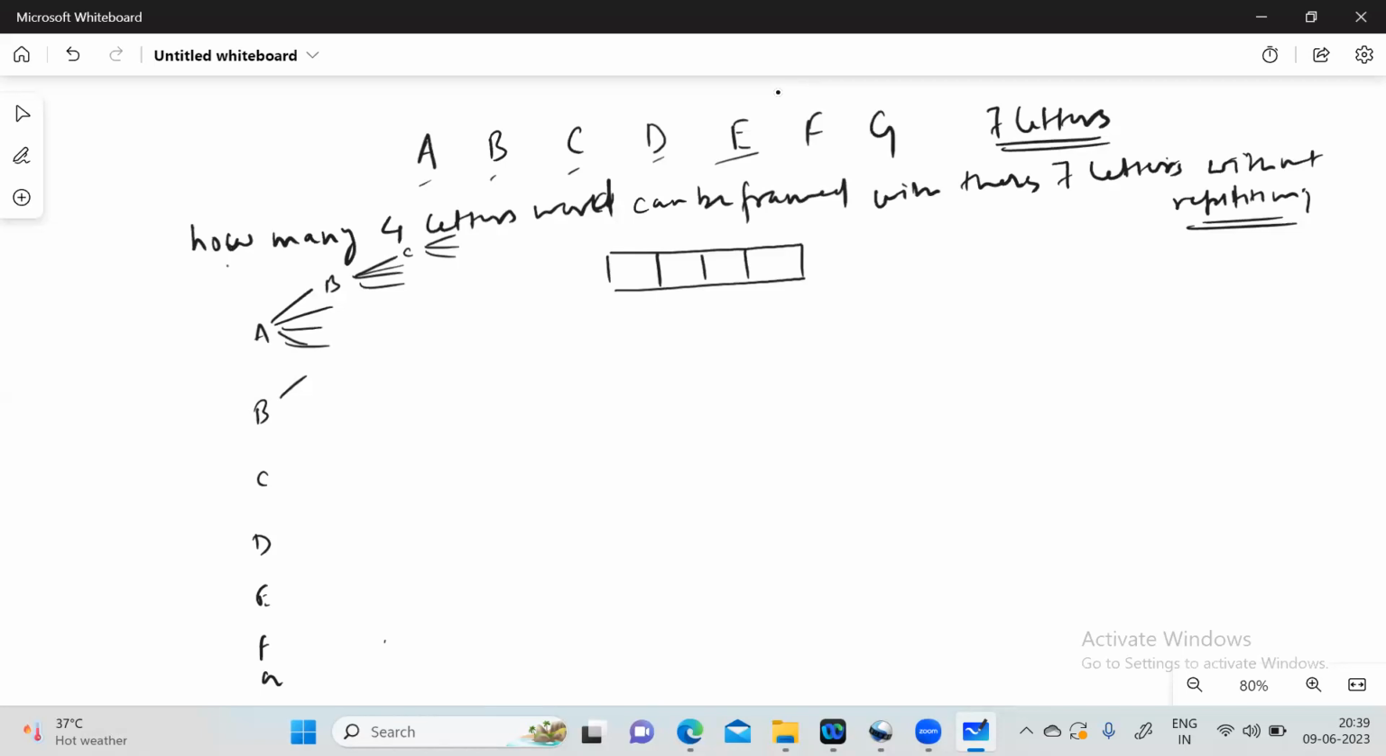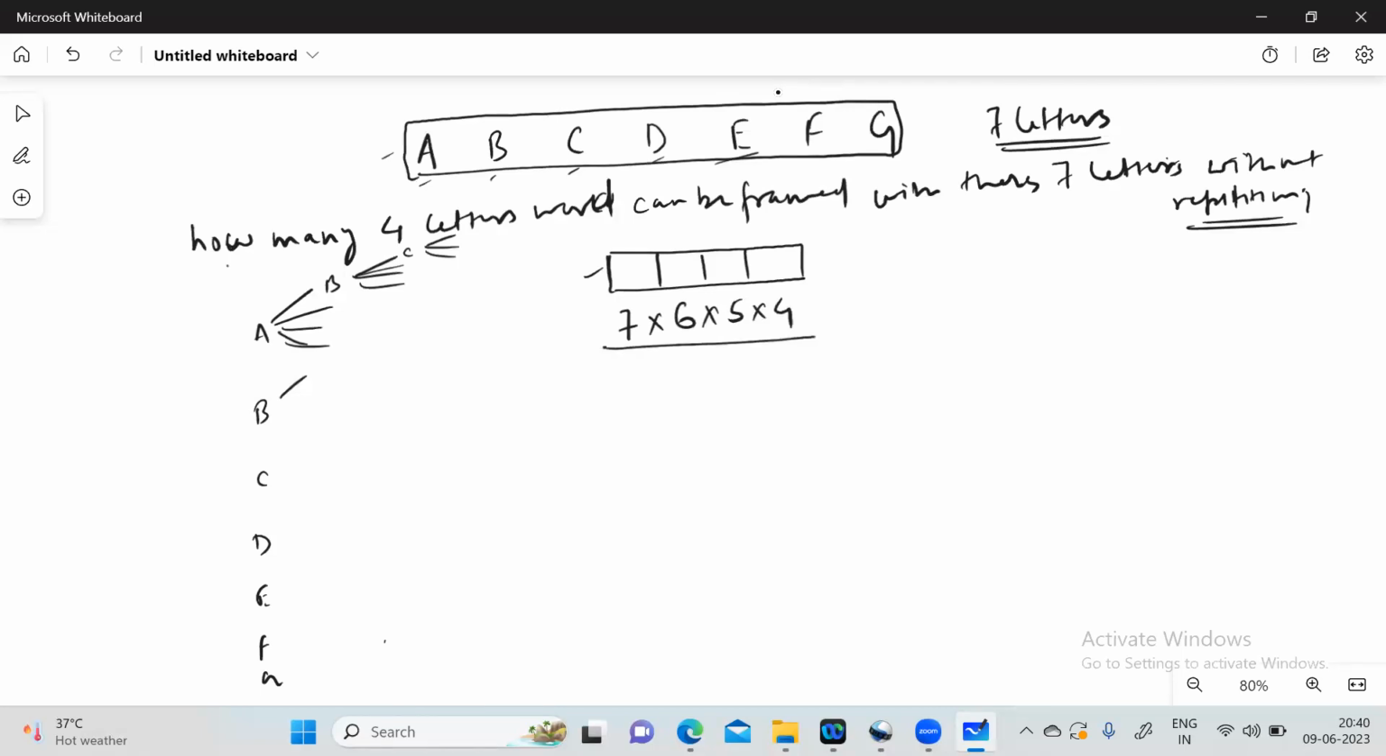4 spaces to be filled, and you have 7 letters with you. So for the first space, you have 7 letters. For the second place, you have 6 letters. For the third place, you have 5 letters. And lastly, you have 4 letters for the fourth place. So this would be the answer. Is it okay for everyone? Either with this logic or this logic?